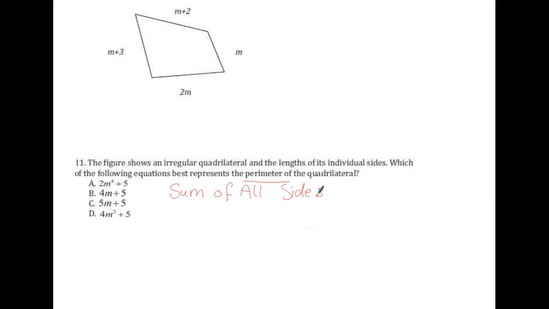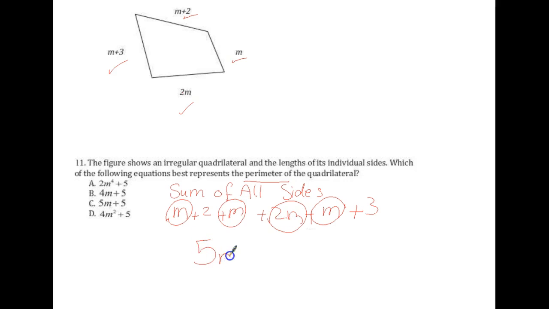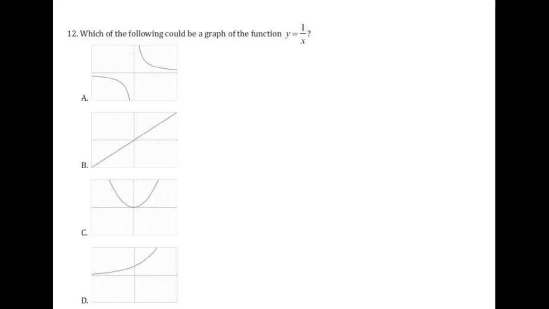So basically I'm adding polynomials or variables. m plus 2 plus m plus 2m plus m plus 3. So I have one monkey, another monkey, plus two monkeys, plus a monkey. So 1, 2, 3, 4, 5 monkeys, 5m. And then the constants are 2 plus 3, which is a 5. So 5m plus 5.